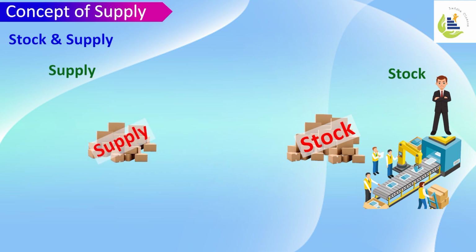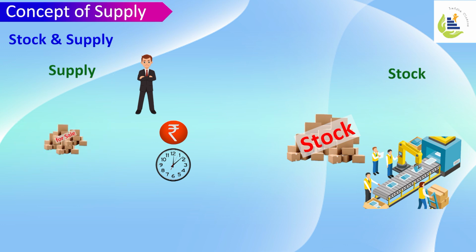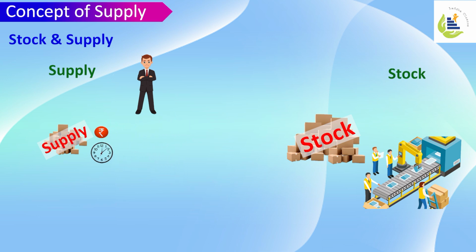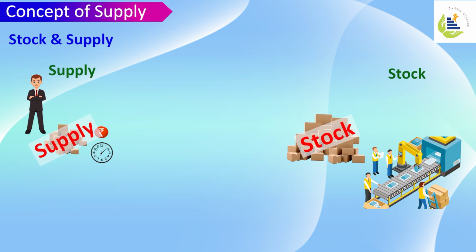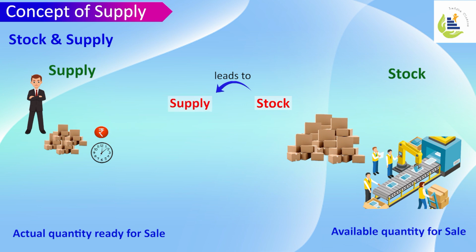What is supply in a nutshell? Supply is the quantity of a commodity a seller, a producer is ready to sell at a price in the market in a given period of time. Which means the quantities which are available for actual selling are supply. At a given price during the given period of time, the quantity the seller is willing to sell is supply. So what is stock? It's the available quantity for sale, and supply is the quantity which is ready for sale. So for me, stock leads to supply. Stock is a potential source for supply.